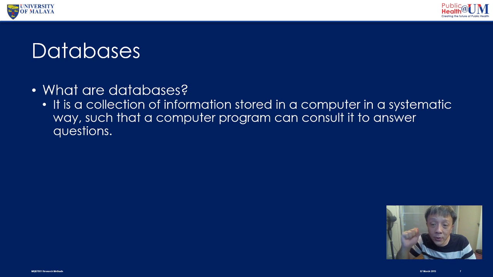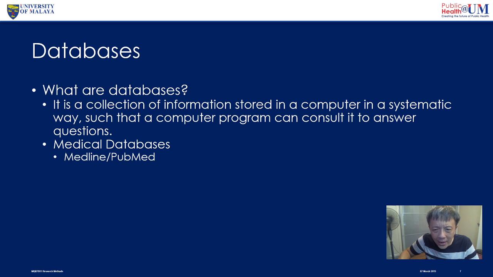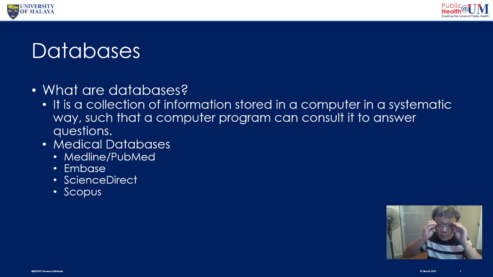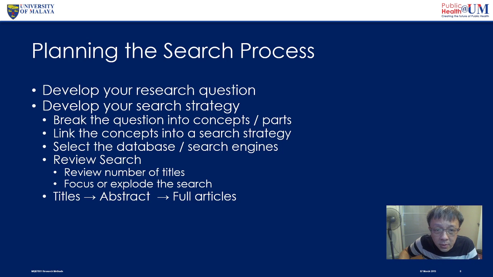That's why you cannot use Google search to search for journal papers or scientific research. You need to search the other databases. Some of them are medical databases, like Medline or Pubmed, Embase, Science Direct, Scopus. That is what is called a database.